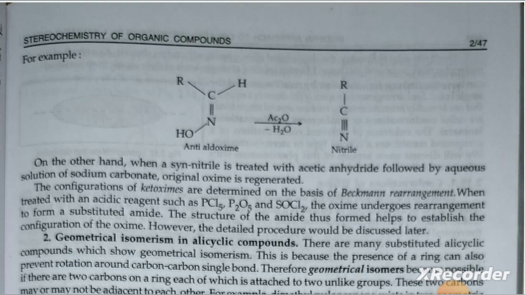the original oxime is regenerated. The configurations of ketoximes are determined on the basis of the Beckmann rearrangement when treated with an acidic reagent such as PCl5, P2O5 and SOCl2. The oxime undergoes rearrangement to form a substituted amide. The structure of the amide thus formed helps to establish the configuration of the oxime. However, the detailed procedure would be discussed later. Second is geometrical isomerism in alicyclic compounds.